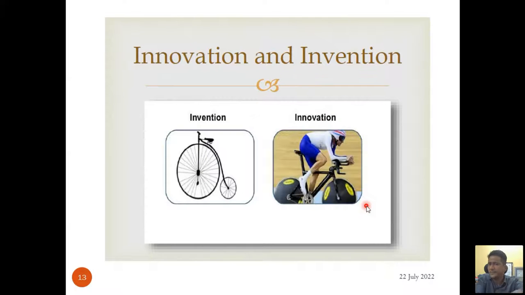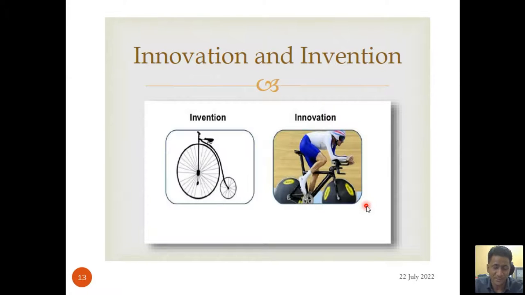Now, this picture will give you a brief idea about the difference between innovation and invention. If you can see, there is a bicycle. When it was invented, you can see there is a big wheel at the front side, which is bigger in size, and a small wheel at the back side. So it was invented, but there are some problems. You can't ride fast. If a person is sitting over there, he has to go to some place where he can climb on it.